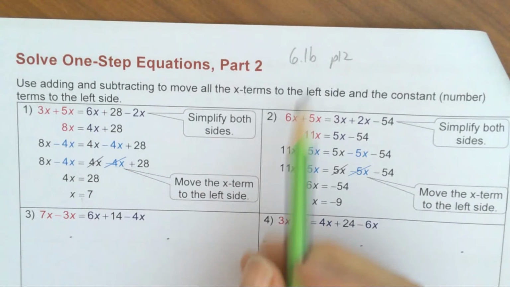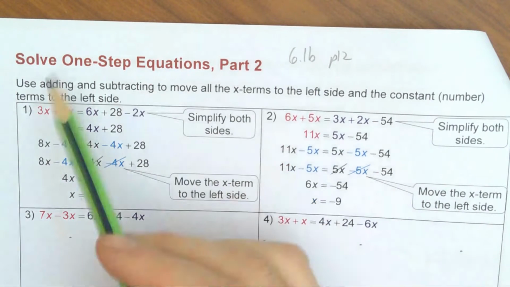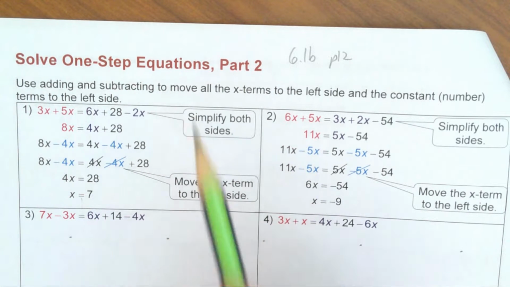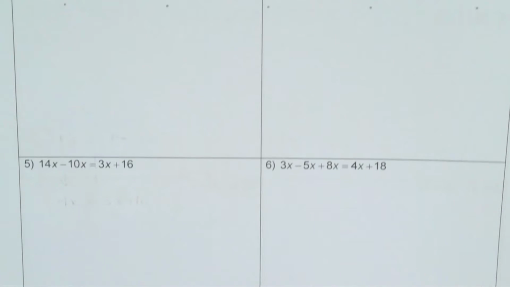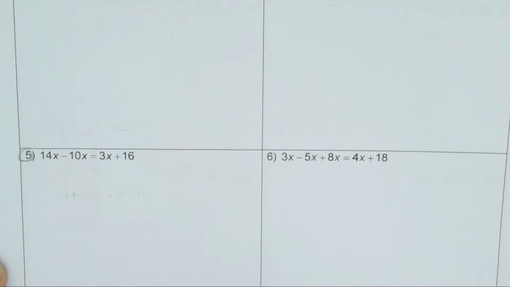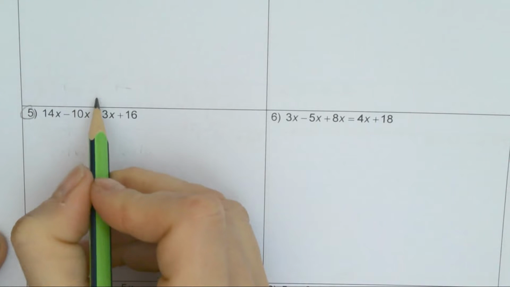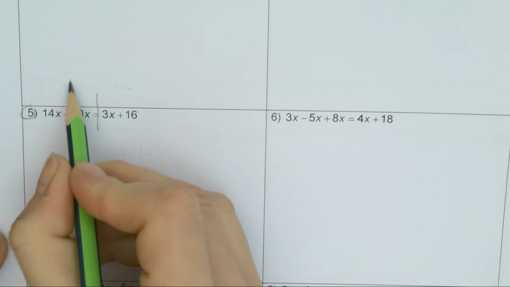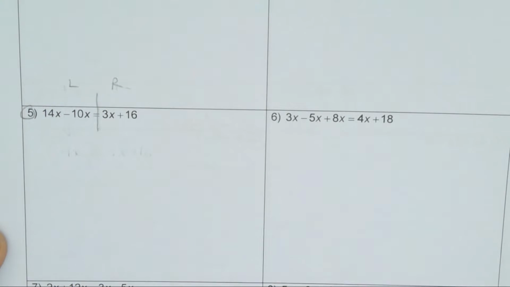So we're still in book 6.1b, solving one-step equations. Let's look at question 5. The first thing we're going to do is cut the equation at the equal sign to make the left side and the right side. And we want to ask, can I simplify the left or the right side before I start to solve it?